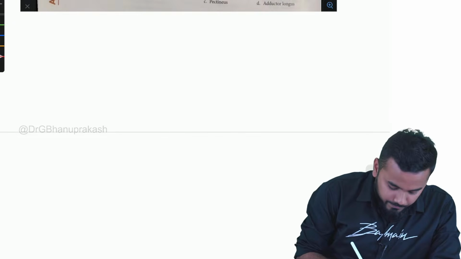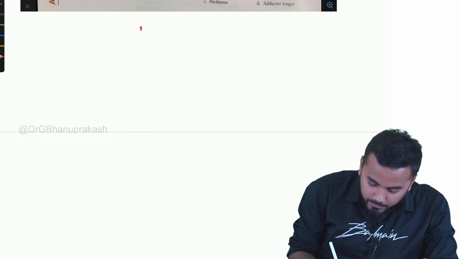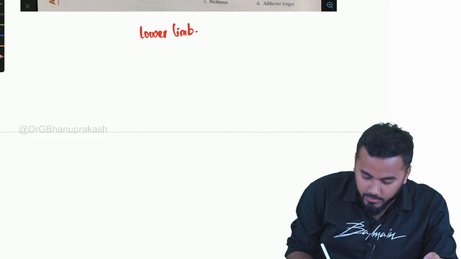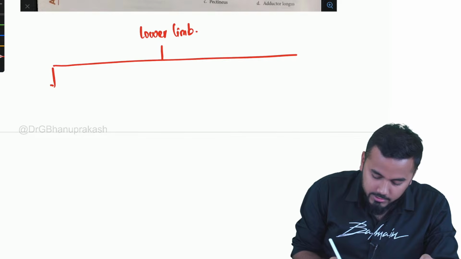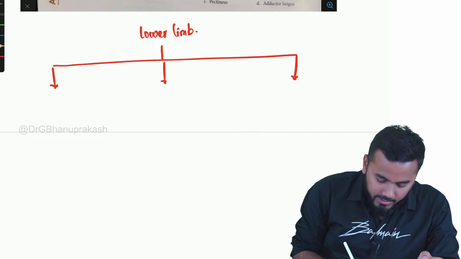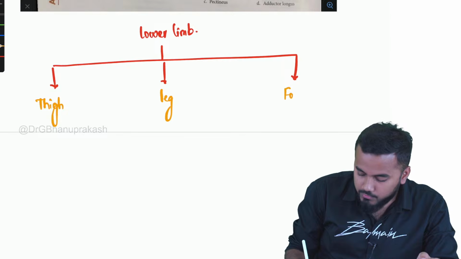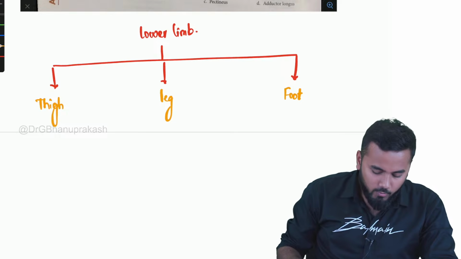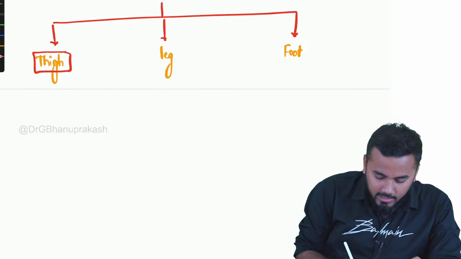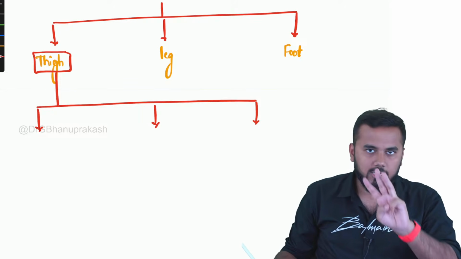So let us classify now. Very good, Niveta Sri, you're right. Lower limb is divided into three regions. One is called thigh, one is called leg, another one is called foot. All of you know that. Now we are currently discussing about thigh. In the thigh, how many compartments did I see? I have seen three compartments in the thigh.